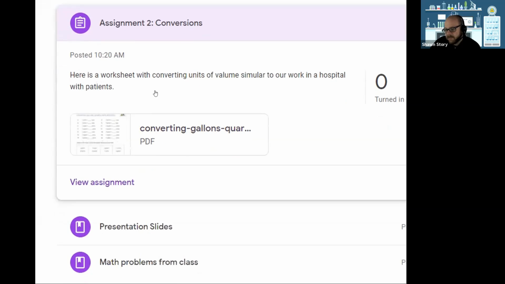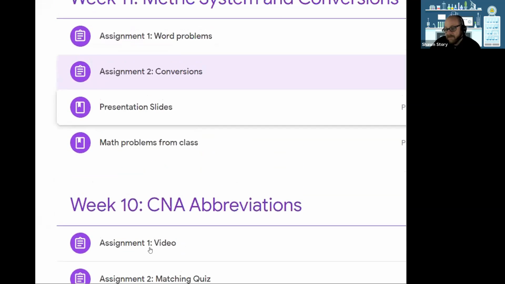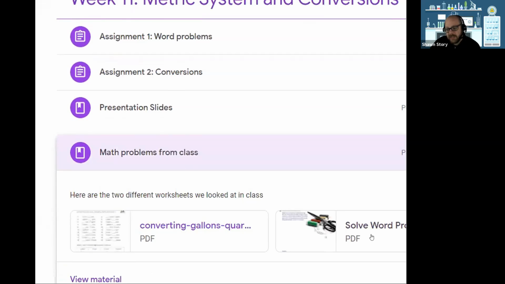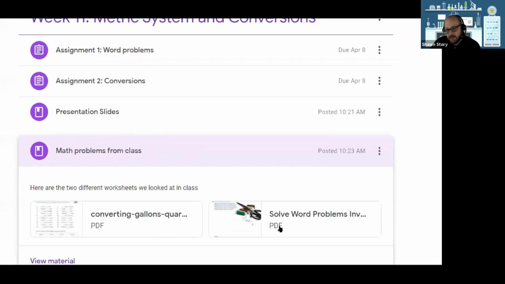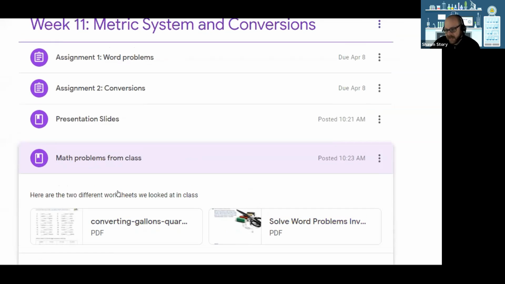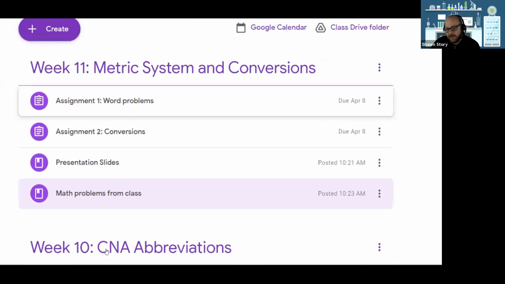I do have a copy of the presentation slides, and the 2 different worksheets we were just looking at here in class, that if you want more practice and exercise, you could go back to the word problems we just did and the conversion worksheet. So that is your homework assignment for this week. Any questions?